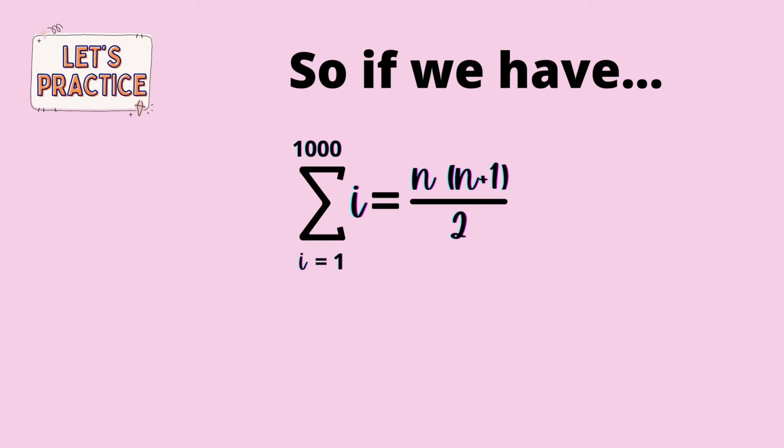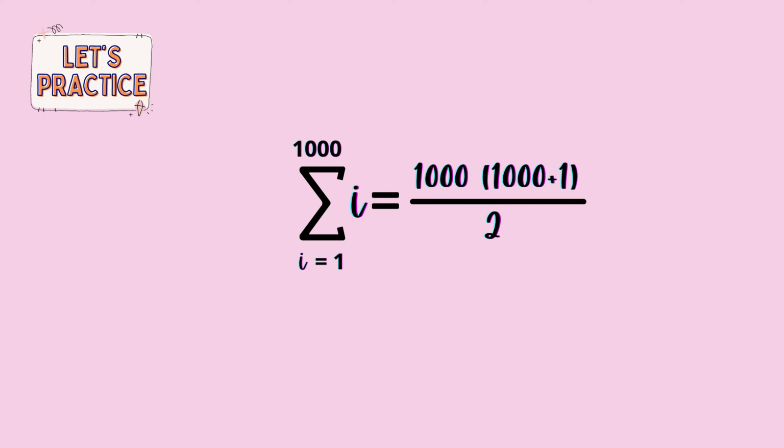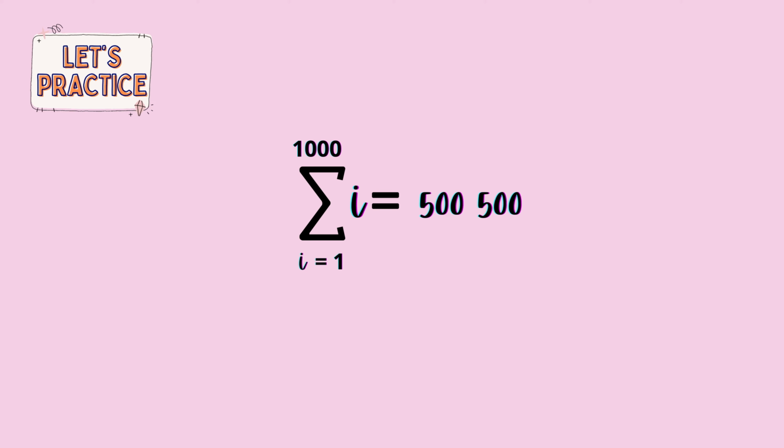So if we are asked to find the summation of i, as i goes from 1 to 1000, we will just substitute n with 1000, so that we have 1000 times 1000 plus 1 all over 2 becomes 1000 times 1001, which is 1,001,000, divided by 2, would be 500,500. And that is a very big number to just add manually, if we will not use the formula.